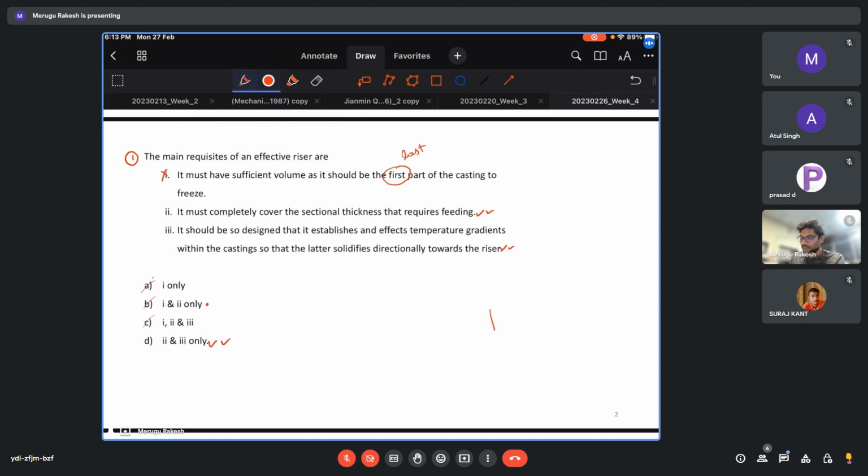If we have a casting and you keep a riser on the top, it should be designed in such a way that solidification comes in from all the sides of the casting and progresses towards the riser, so that if any shrinkage happens, the riser will be in a position to supply the compensating liquid to the casting part. So the solidification should happen towards the riser. That is also the correct option. So 2 and 3 are the correct ones. So option D is the correct one in this case.